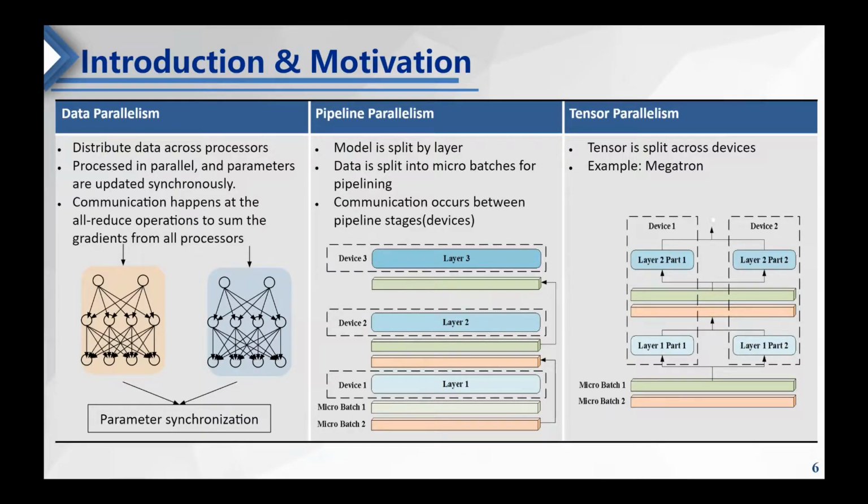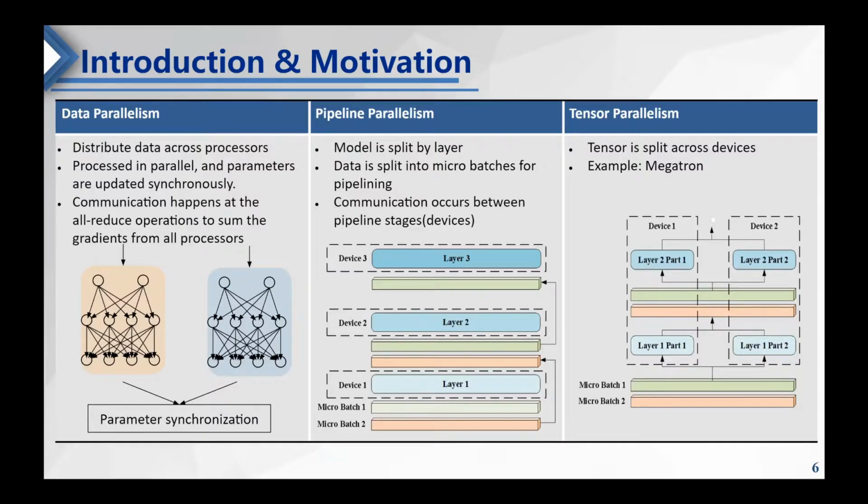For data parallelism, it distributes data across processors. These distributed data will be processed in parallel, and the model parameters will be updated synchronously. In data parallelism, communications happen at all-reduce operations to sum the gradients from all processors.